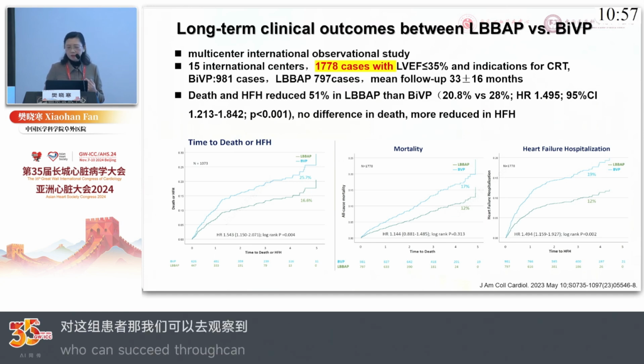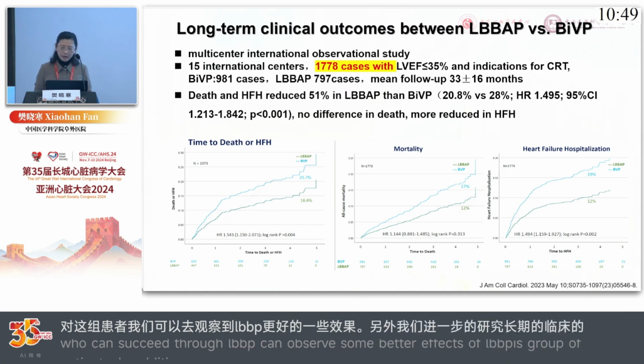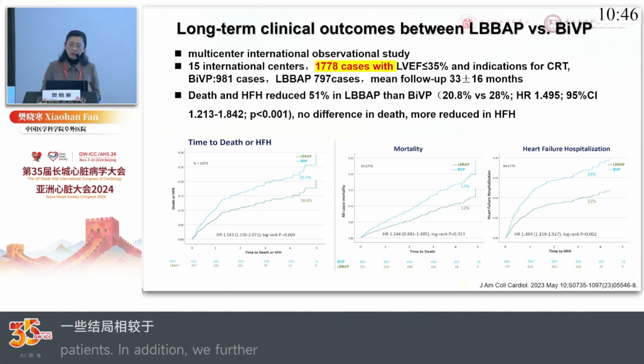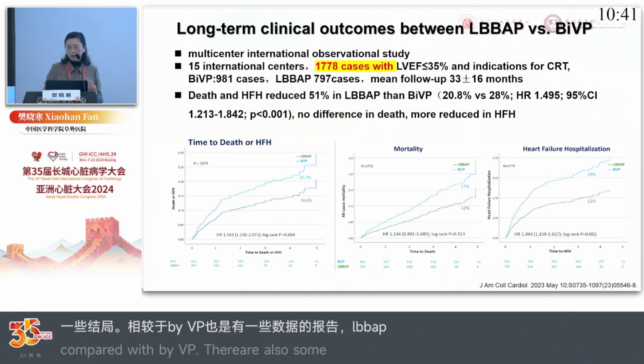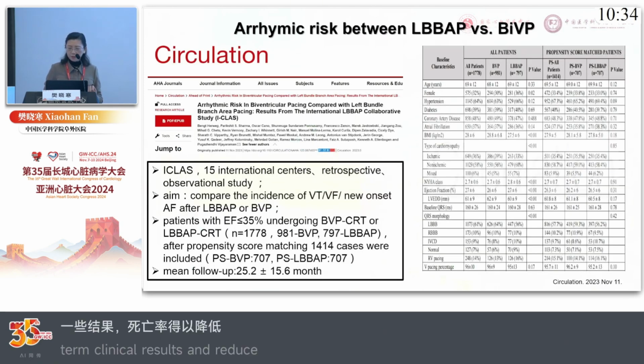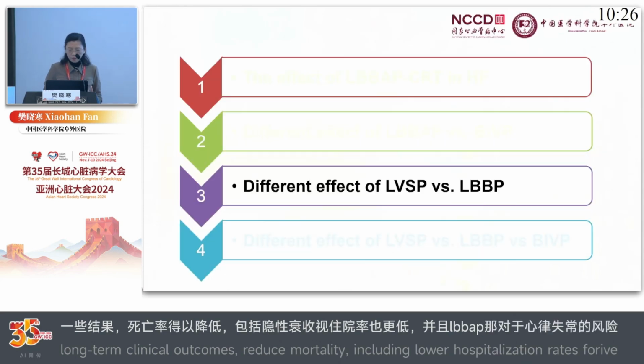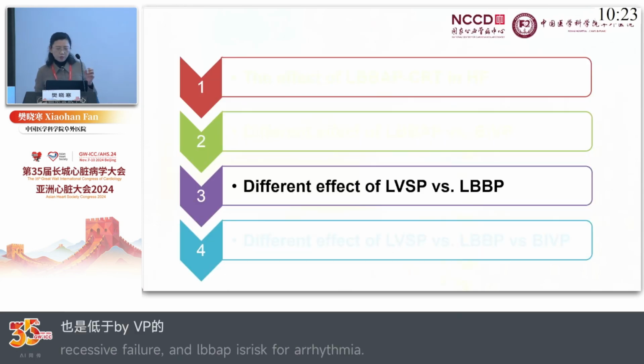The long-term clinical outcomes of LBBAP have also been reported compared with the BIVP, and we can see the LBBAP could have better long-term clinical results, like death and heart failure hospitalization. And also the LBBAP could achieve less arrhythmia risk compared with BIVP. These studies show the better effect of LBBAP versus BIVP.